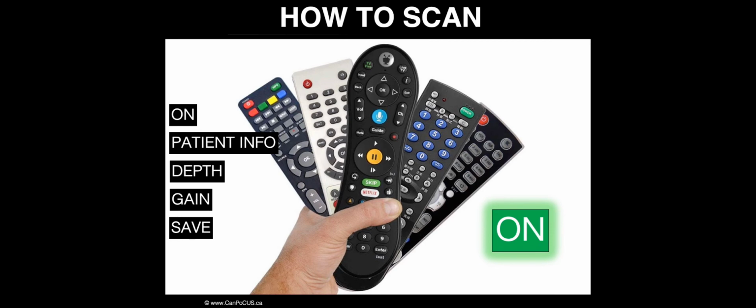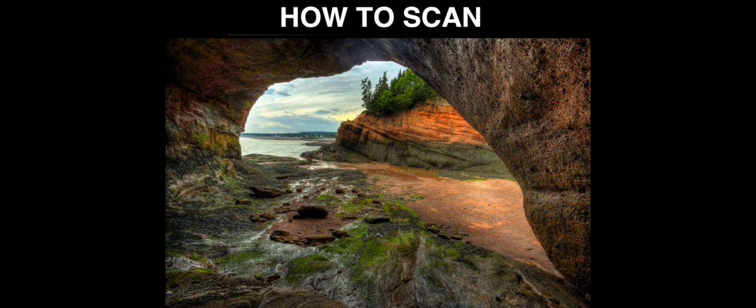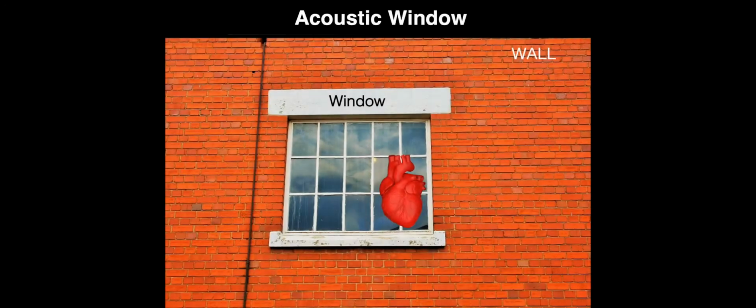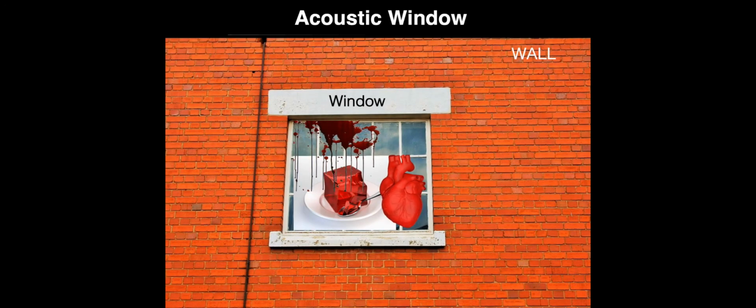The other frequently used buttons and knobs include one for patient info, the depth knob or slider, the gain knob or slider, and also the save function. Ensure you know the location of these functions before starting to scan. Before placing your transducer on the patient, consider which structure you want to visualize and whether there is an acoustic window available. Acoustic windows are tissues with low impedance, allowing easy transmission of sound waves. These include a full bladder, highly vascular organs such as the liver and the spleen, and also muscle.